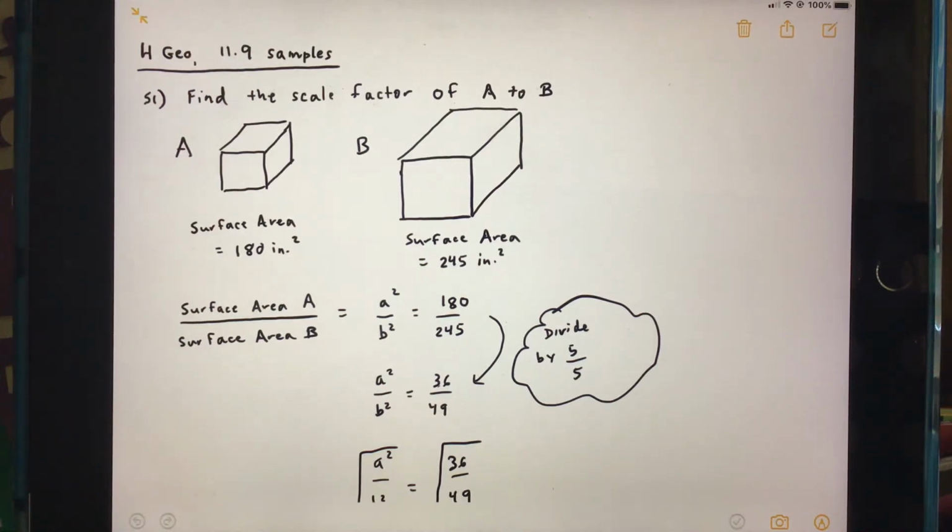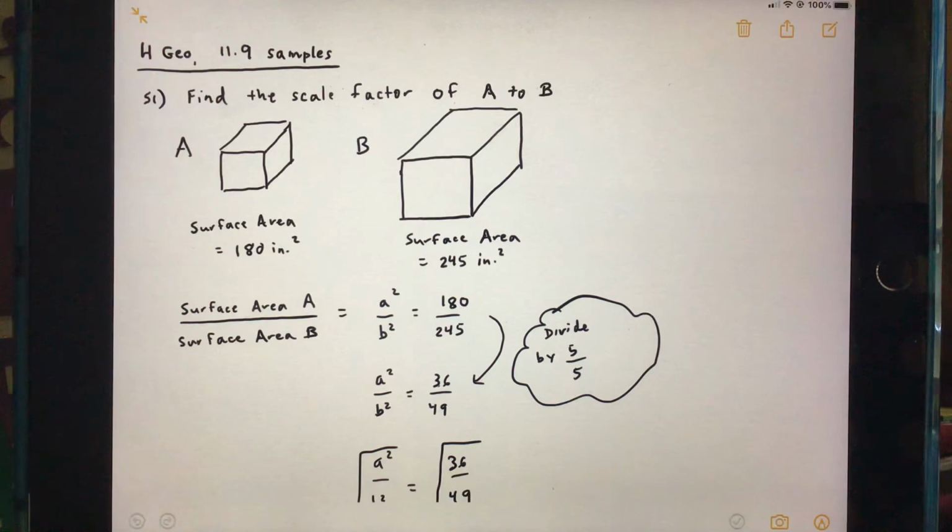Hello, geometry classes. Let's take a look at lesson 11.9, where we're working on finding scale factors of solids and using scale factors of solids to be able to predict surface area and volumes. Sample 1, we're looking at finding the scale factor of solid figure A to solid figure B. So what that means is that we're trying to find linear dimension and comparing it from the smaller rectangular prism to the larger rectangular prism.